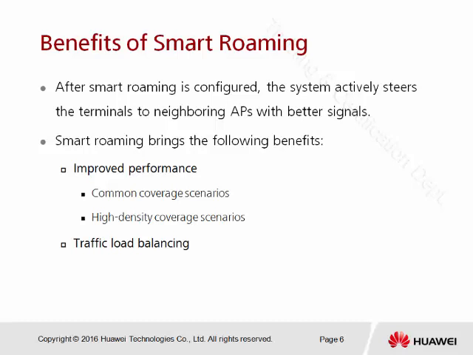And here are the benefits of smart roaming. After we enable and configure smart roaming, the system will actively steer the terminal to the neighboring AP with the better signal. This is what we want to see. It also brings other benefits like improved performance, for sure, because with better signal strength you get increased performance. It applies to common coverage scenarios and also high density coverage scenarios, and of course traffic load balancing.